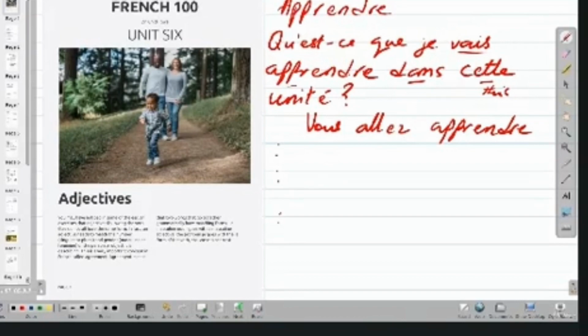Dans cette unité, vous allez apprendre, and 1, 2, 3, 4, 5 items, right? Voilà. So sentence formation. Qu'est-ce que vous allez apprendre? Qu'est-ce que nous allons apprendre? Qu'est-ce qu'il va apprendre? Qu'est-ce que tu vas apprendre? Nous allons apprendre A, B, C, D, and so on and so forth.